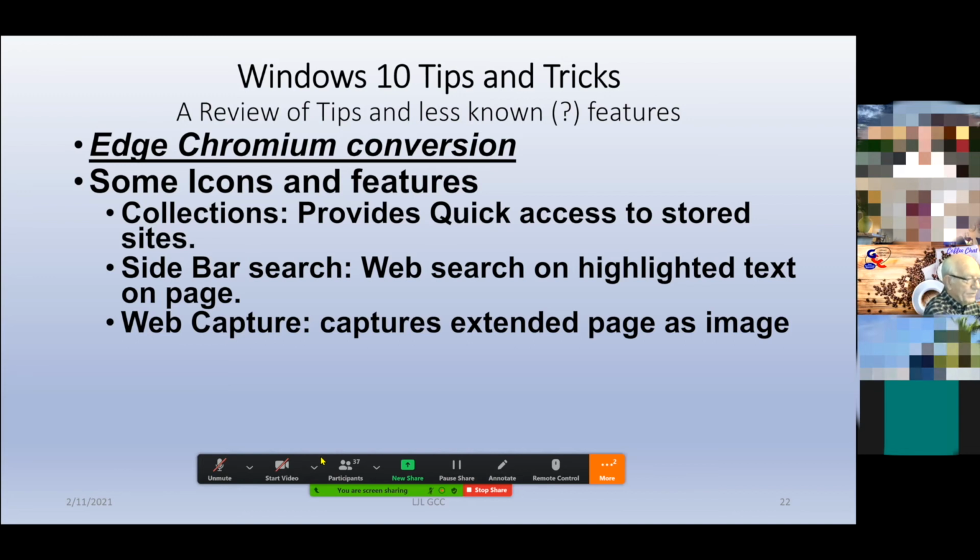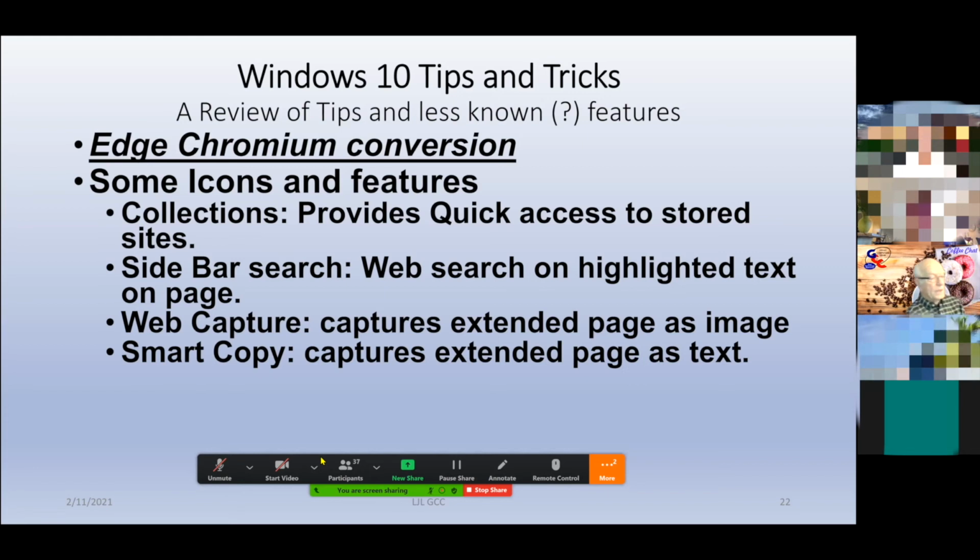There's also a feature in here called web capture, and there's one called smart copy. What these do is allow you to capture from the web page beyond what's on your screen as you're looking at it. So you can go down an entire article that may run over several screens, copy that text with the smart copy, and paste it into a Word document or something of that nature.